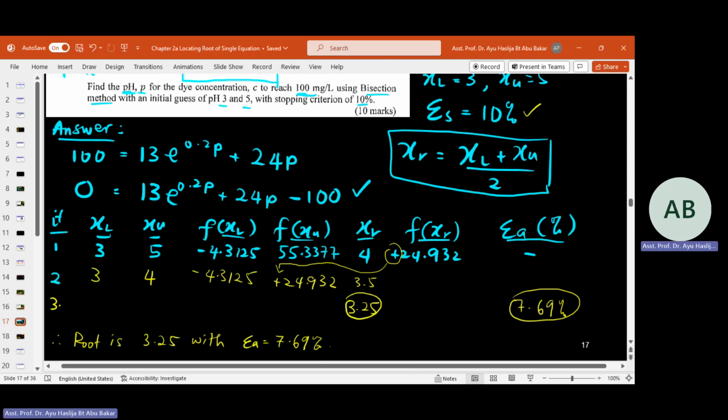How do you set this equation? E power 0.2p. How do you set it in your calculator? E, open bracket, 0.2 multiplied by p, close bracket. Okay, if you put E power 0.2 then multiply p, it will be different and give a wrong answer. This part you need to be careful.